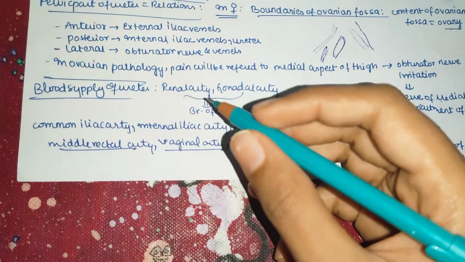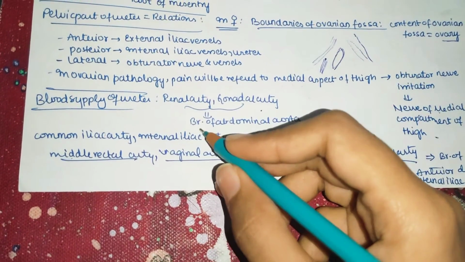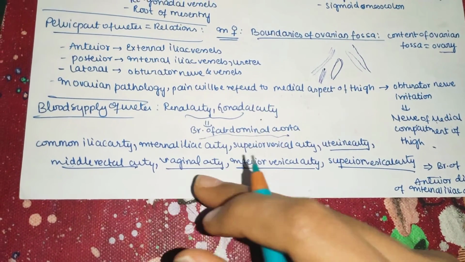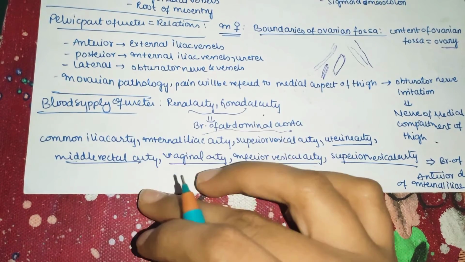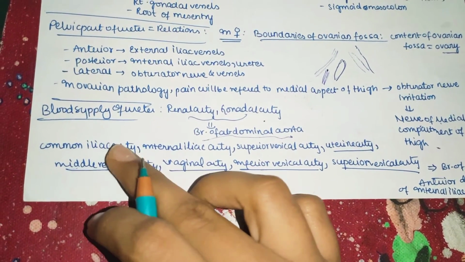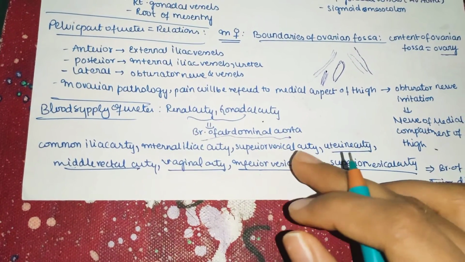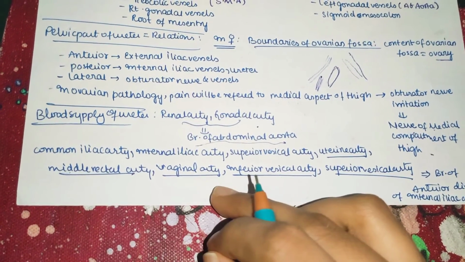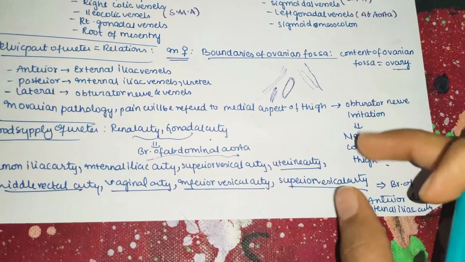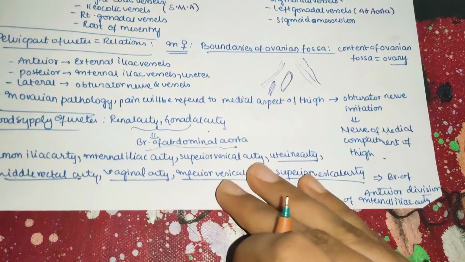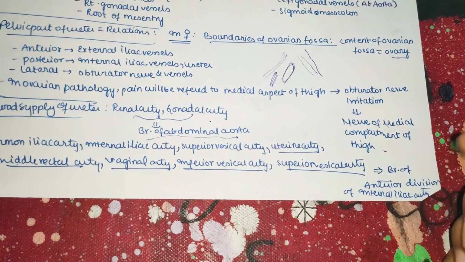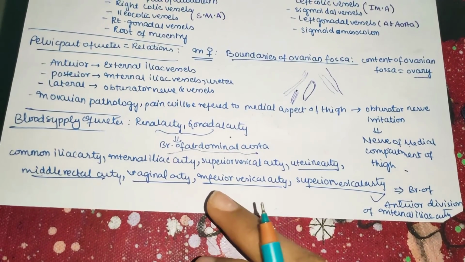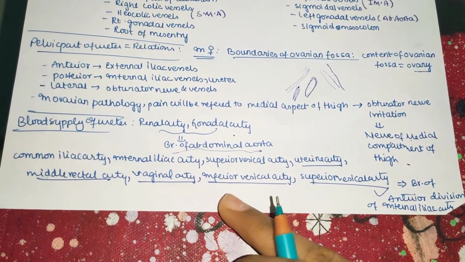Now finally the blood supply of ureter. So the ureter is supplied by renal artery, gonadal artery, which are the branches of abdominal aorta. There are also some other different arteries which supply ureter, like many arteries: common iliac artery, internal iliac artery, superior vesical, uterine, middle rectal, vaginal, inferior vesical, superior vesical. So all these arteries, if you see the superior vesical artery, it is a branch of anterior division of internal iliac artery.